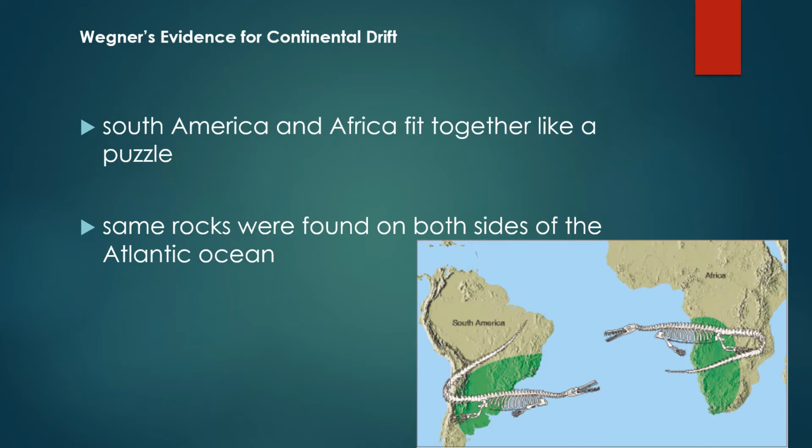There were rocks found on both sides of the Atlantic Ocean that must have once been together, part of one landscape. He found that South America and Africa fit together like a puzzle. He also found the same rocks. The fossils of some dinosaurs and other reptile species were found on both sides of the Atlantic Ocean. Fossilized plants were found in similar aged rocks in South America and South Africa.